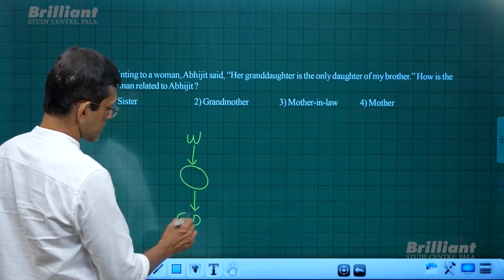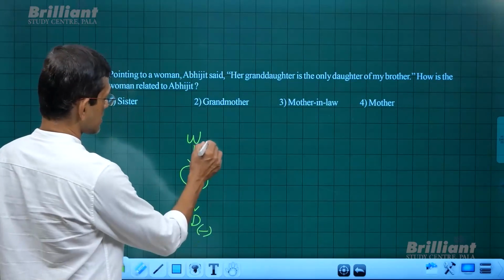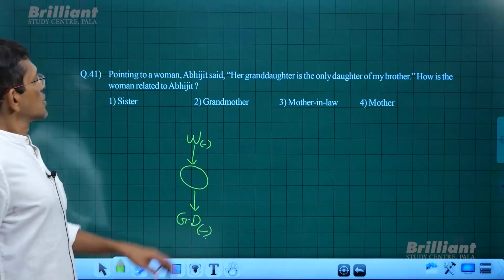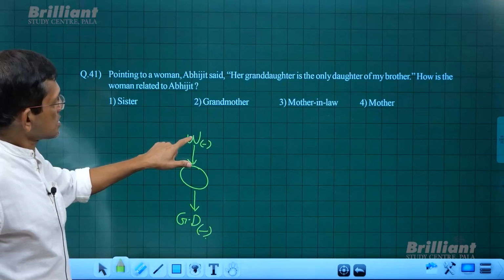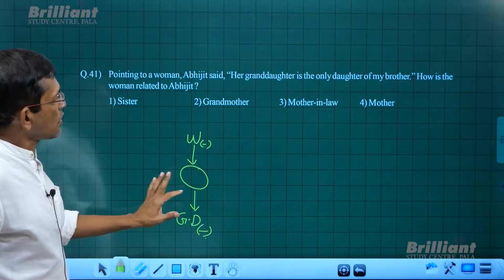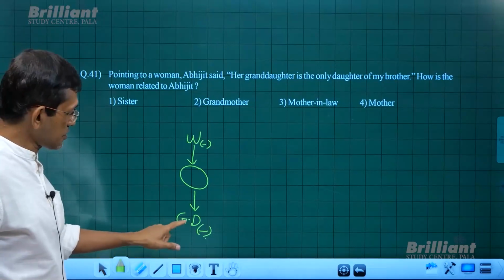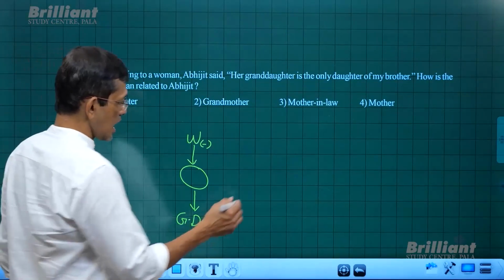So granddaughter, we call it GD. Granddaughter. And this is a woman, so you mark it as female. So while pointing to a woman, Abhijit said her granddaughter, this woman's granddaughter is the only daughter of my brother. Okay, so this granddaughter, that's the only daughter of my brother. Who said it? Abhijit said it.